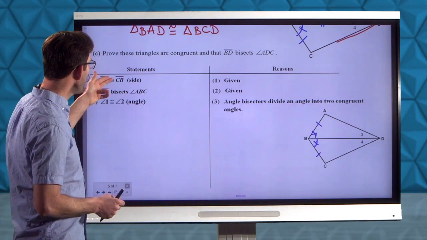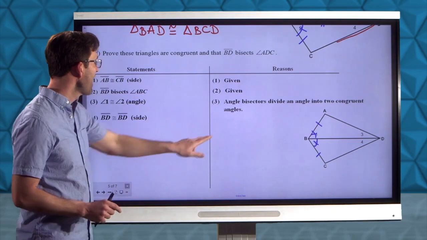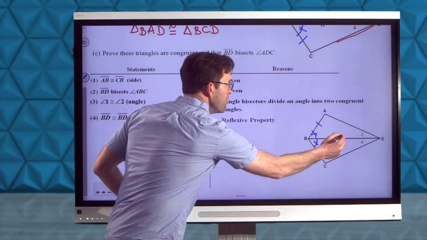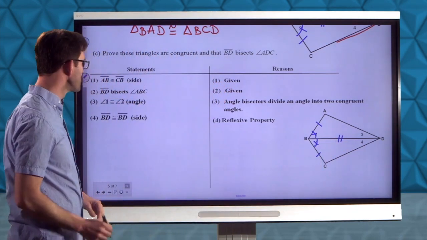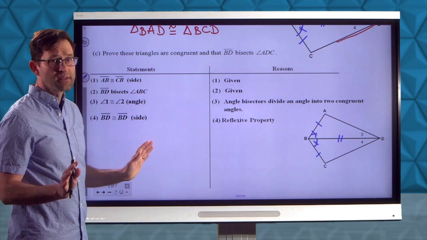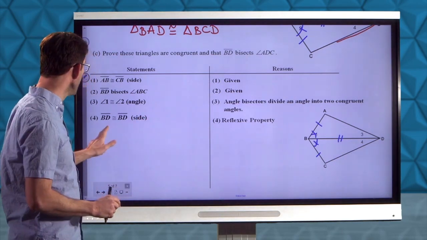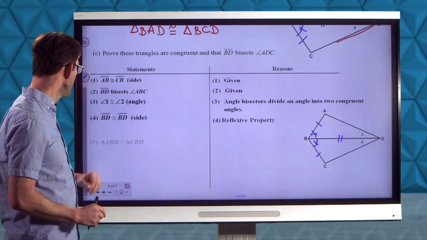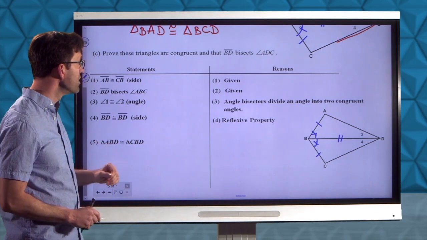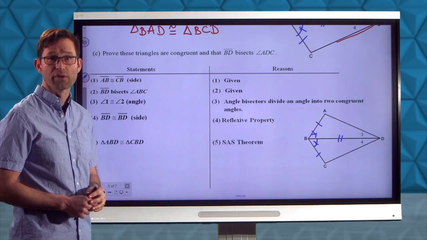Now at this point, I've got a side equal to a side, an angle equal to an angle. And to get that last side equal to a side, I get that shared side. BD is congruent to itself by the reflexive property. All right, that's going to come up in a lot of our proofs. But now we essentially have enough to conclude, hopefully, that triangle ABD is congruent to triangle CBD. And we certainly do have enough because we have a side angle side situation.